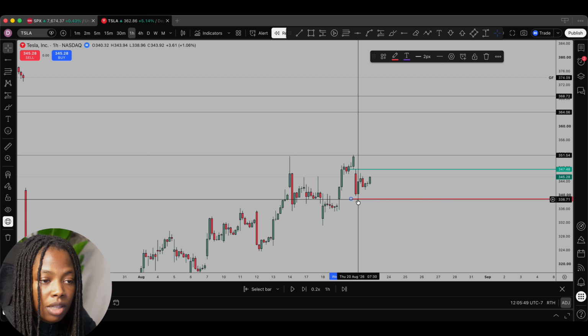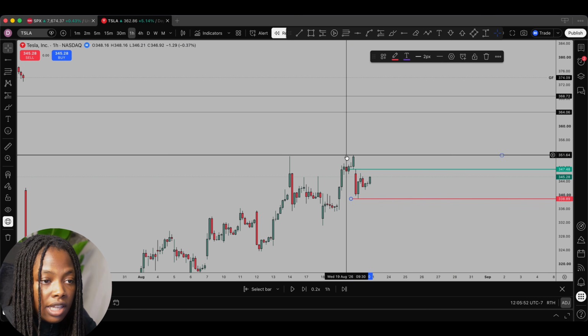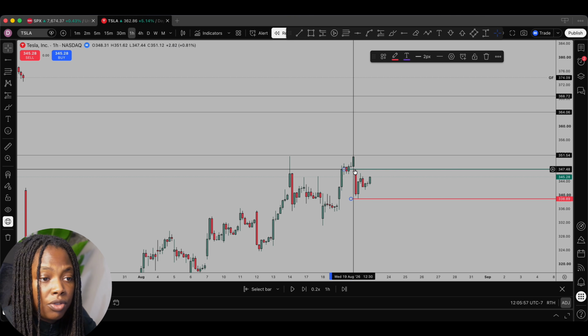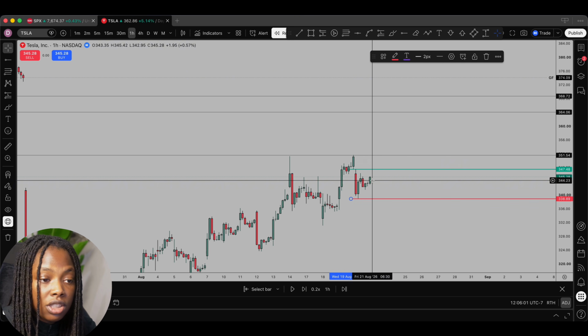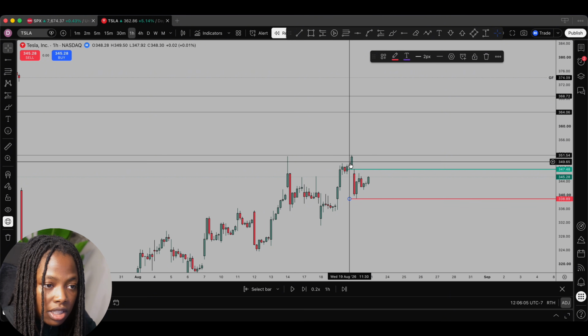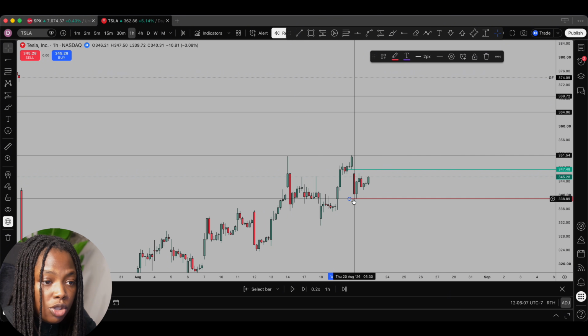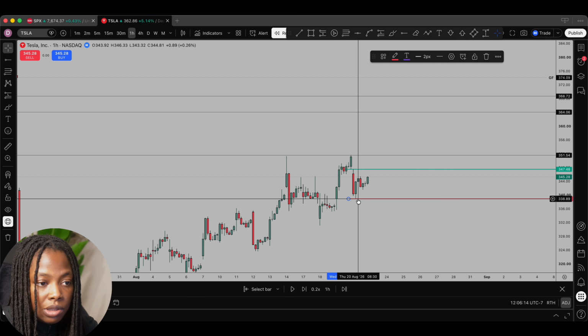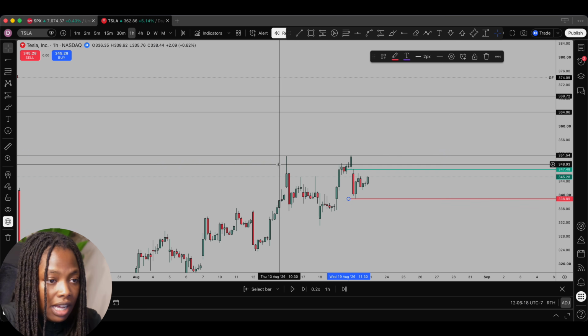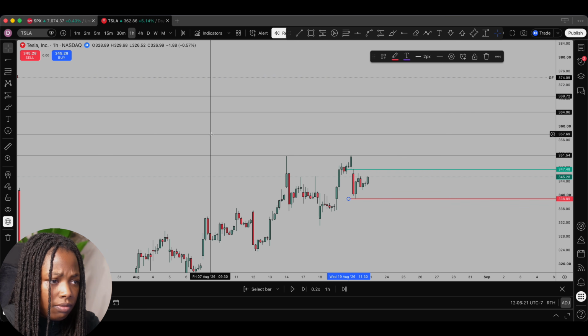The reason why I said potential higher low is because this high has not yet been taken out. In fact, the previous day's high has not yet been broken, so we can't really call it a higher low until a new high is created. So as long as price respects this low here, Tesla is bullish. It is still a buy until it breaks this low. Now we're going to move on to the next step, which is your execution.